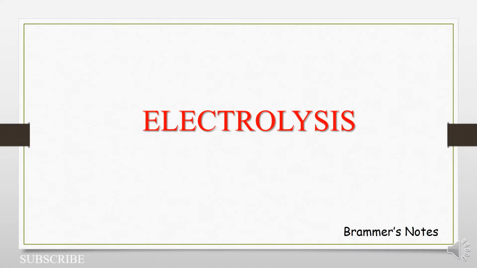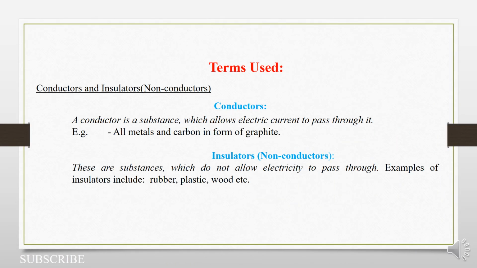This is the second video on electrolysis, and we are going to look at the terms in electrolysis. The first two terms we shall deal with are conductors and non-conductors. So what are conductors? A substance which can allow electric current to pass through it is called a conductor. So if you have your metallic rod and electricity can pass through it, then that metallic rod is a conductor.